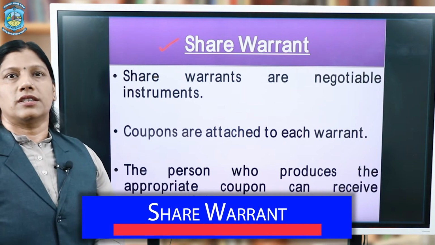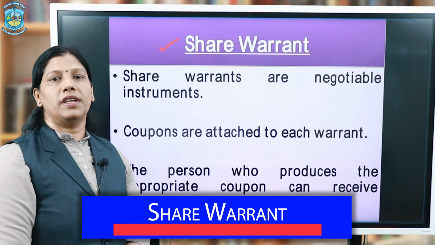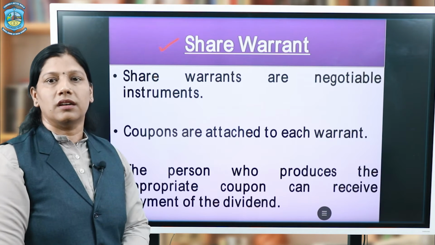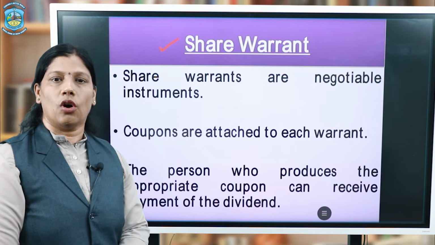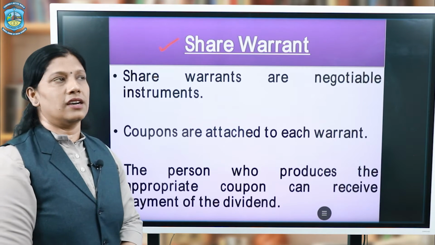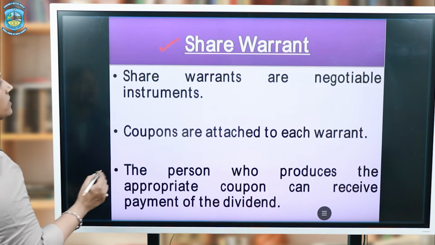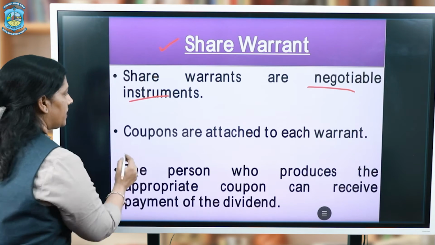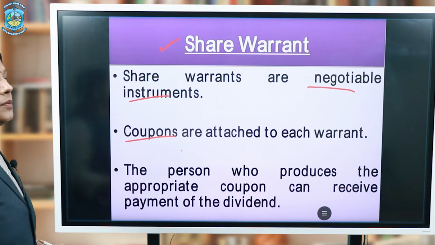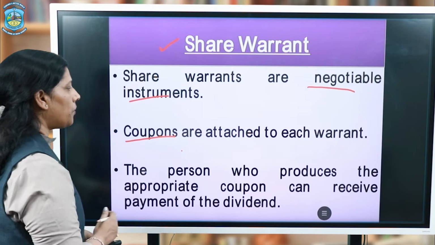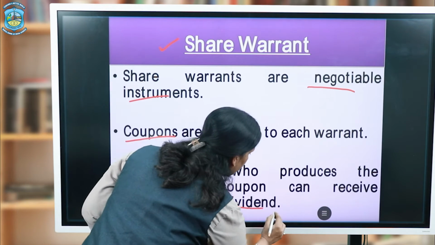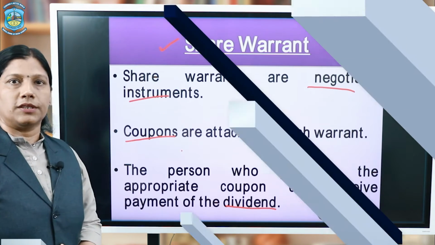A share warrant is a document issued by the company under its common seal, stating that its bearer is entitled to the shares or stock specified therein. Basically, share warrants are negotiable instruments. Coupons are attached to each warrant. The person who produces the appropriate coupon can receive payment in the form of a dividend from the company's management.